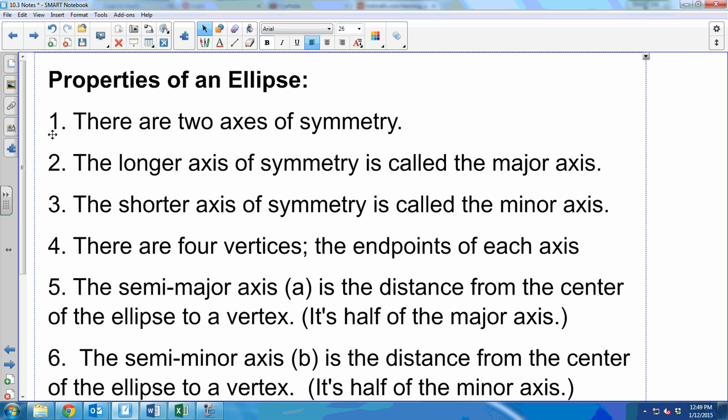In an ellipse, there are 2 axes of symmetry. What's an axis of symmetry? Yeah, if you have a line and you fold it in half and it's the same on both sides, it's a line of symmetry, right? So in this case, there's 2. One's horizontal and one's vertical.